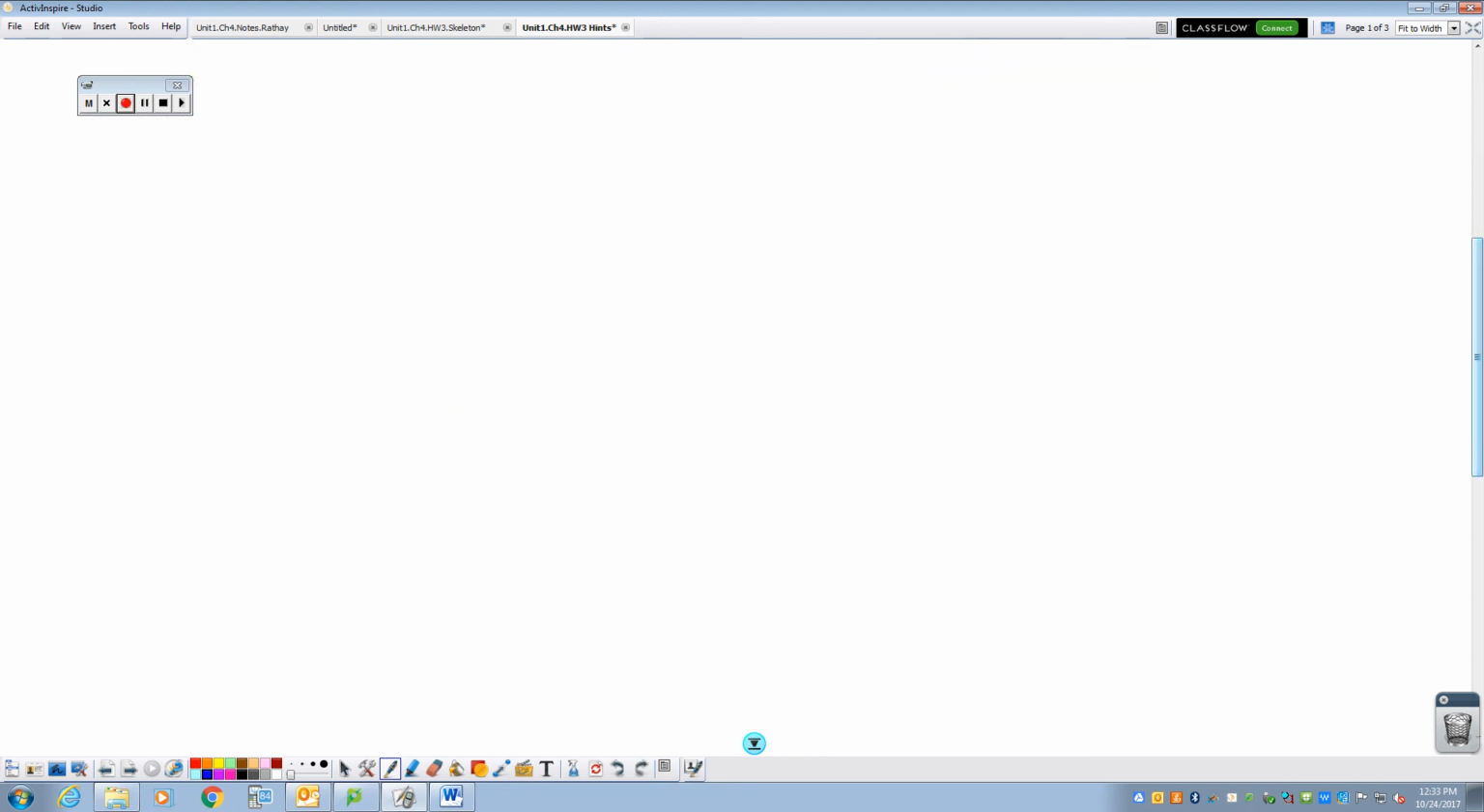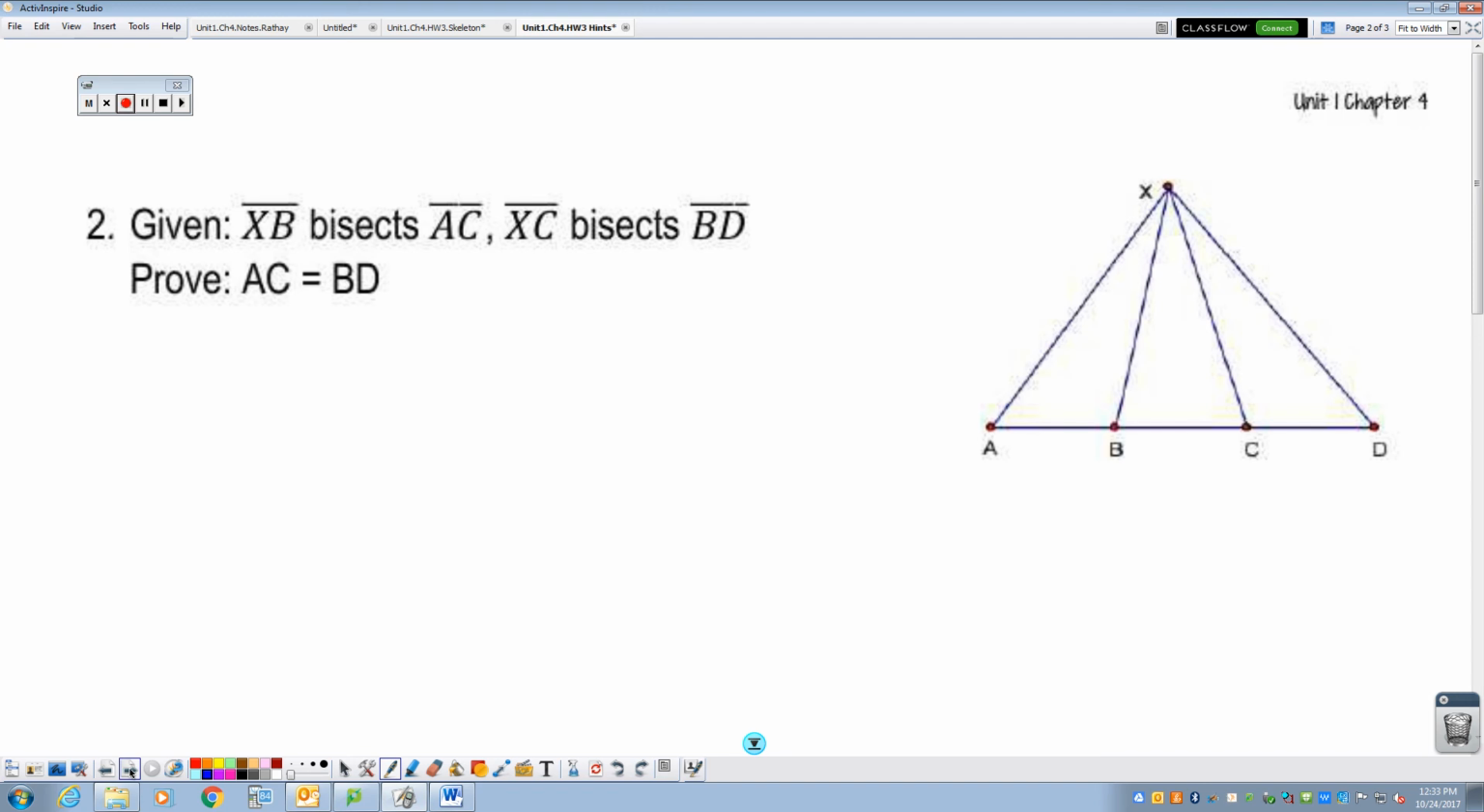Oops, next page. Proof 2. We didn't do one of these in class, so this one has some steps. You really have to go to the pink sheets for help with this one. My first given says that XB bisects AC. So if we go over to the diagram, here's XB. If it's bisecting AC, here's my conclusion. We know that B has to be a midpoint, because if we go to the pink sheets, it tells us that a segment bisector intersects the segment at its midpoint.